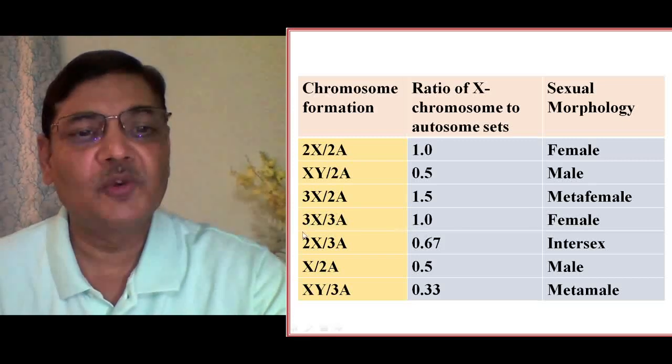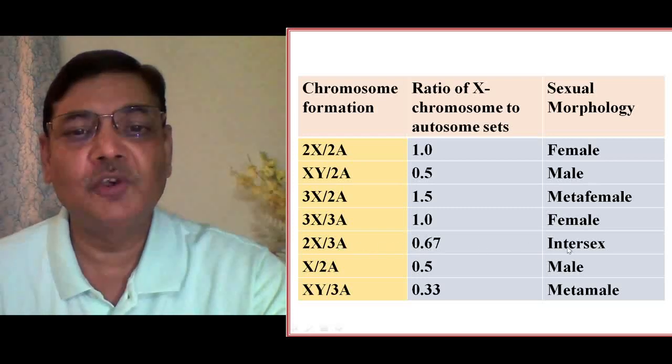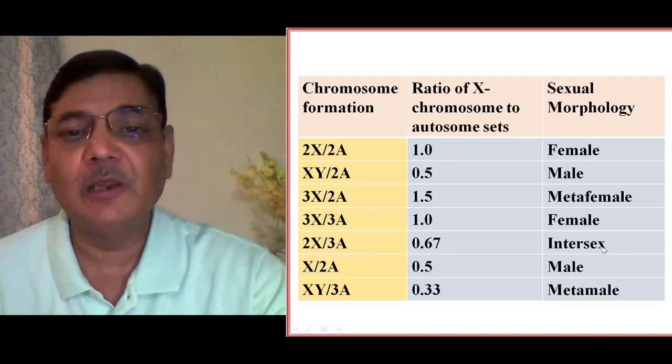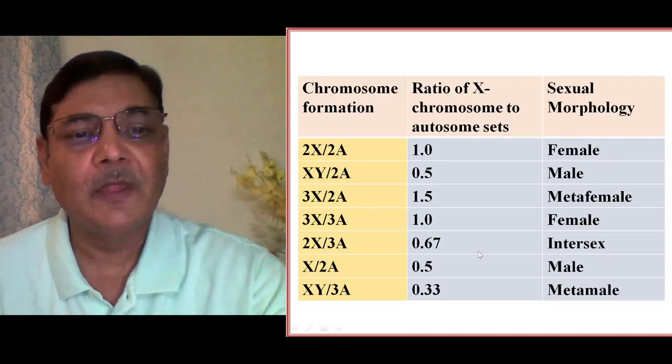Here if two X chromosomes are there and three sets of autosomes, then the value will be between 1 and 0.5, that is 0.67, because 2 divided by 3, and such an individual will be intersex. It will have features of male as well as female. And if a single X chromosome is there along with two autosome sets, then the value will be 0.5. This will be a male. But this male will be a sterile male because Y chromosome is actually required for maintaining fertility of the individual.